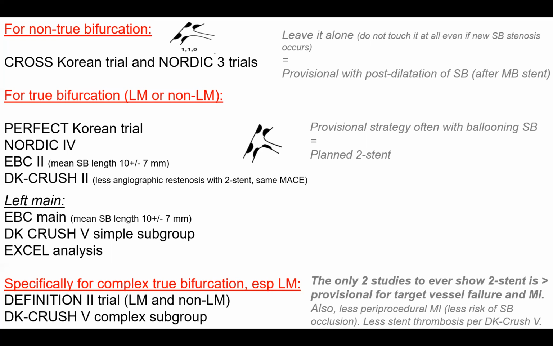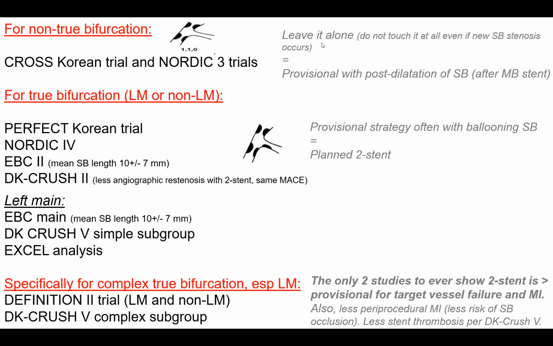So one, for non-true simple bifurcation, such as this one, we have two major trials, particularly that one, the cross-Korean trial, one of the nicest bifurcation studies I've read. Very straightforward. This study and Nordic 3 have shown that in simple bifurcation, a leave it alone strategy, meaning you just potentially wire the side branch, but then you stent the main branch and try not to touch the side branch at all unless it occludes. This has been the best strategy.